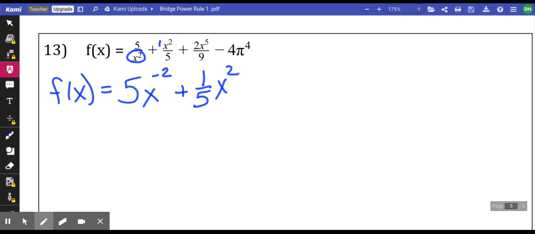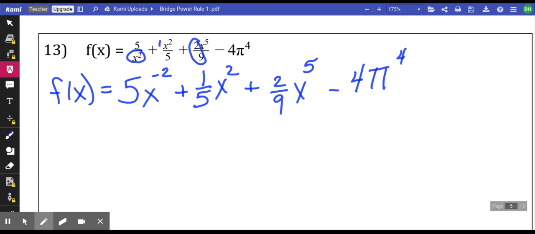Try the next one. This is really just the number 2/9 and then x to the 5th. And then minus 4 pi to the 4th. Okay, don't be intimidated by these fractions. Just slow down and say, what number am I really staring at? Now we have an x to a power for every single one of these. So we are good to go. So why don't you pause it, try the derivative, and then we'll compare. So I'll just take the derivative, and then we'll clean it up in another round. So pause it and give it a try.